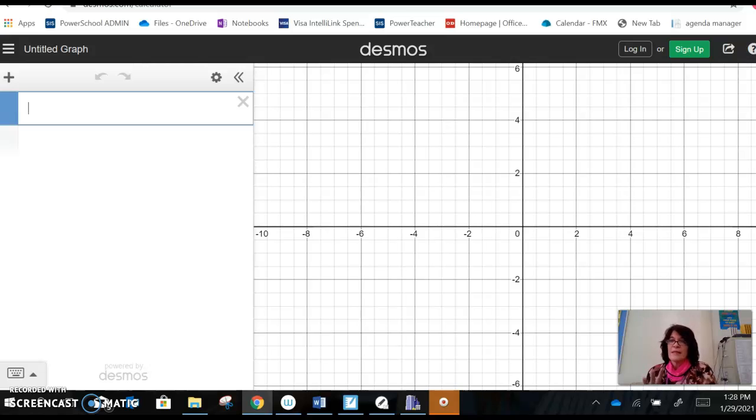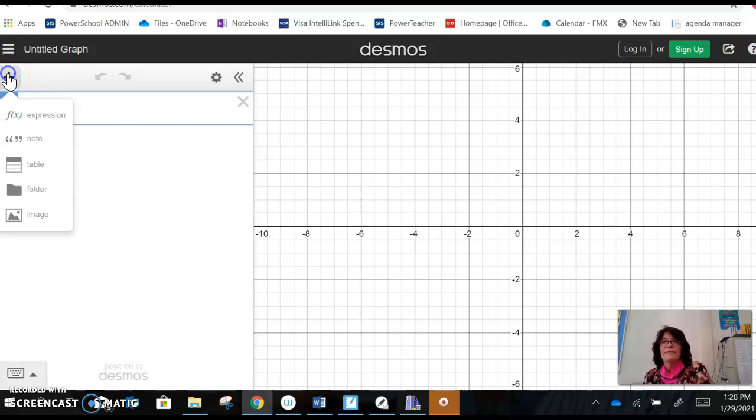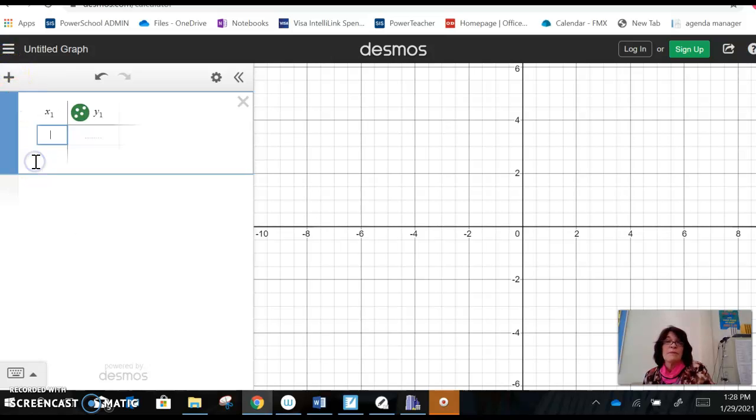Okay, so we get Desmos up. And the first thing we're going to do, a little bit different, we're going to click onto this plus. We haven't really done that. And then we go down to the table, and we enter our data, the same data that we had before.